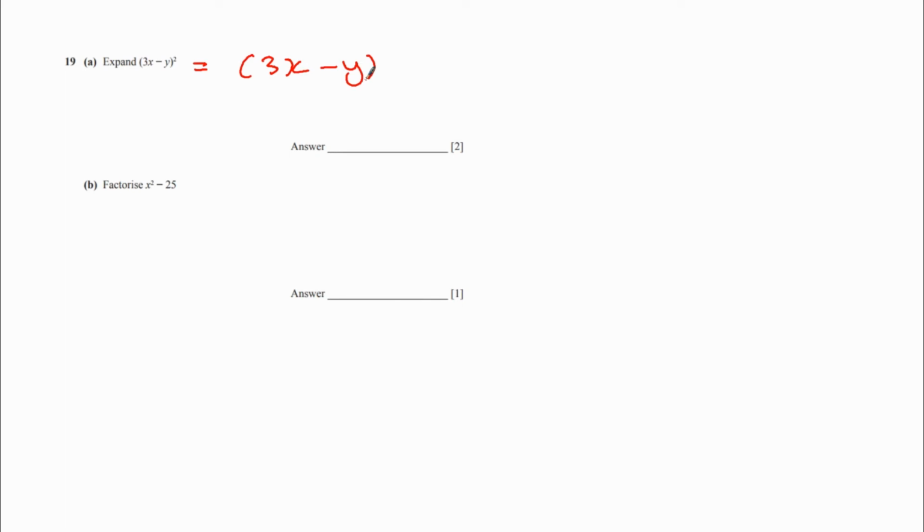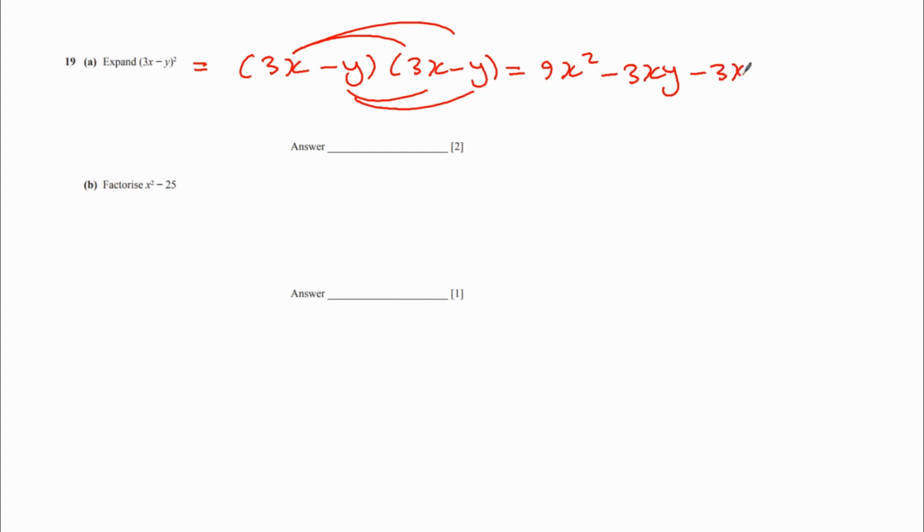So 3x minus y squared means 3x minus y times 3x minus y. Then you start expanding as a normal expansion as you do with other brackets. So 3x times 3x is 9x squared. 3x times minus y is minus 3xy. Minus y times 3x is again minus 3xy. Minus y times minus y is plus y squared. So the simplified answer would be 9x squared minus 6xy plus y squared. It's important that you write this bracket side by side.